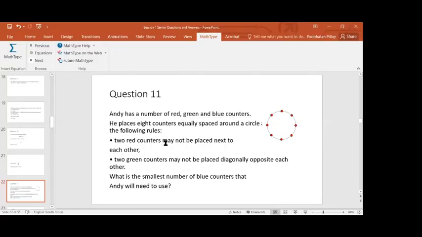Right, we finished with that. Two red counters cannot be placed next to each other. Two green counters may not be placed diagonally opposite each other. Two green counters should not be directly opposite each other. So let's just look at that again.